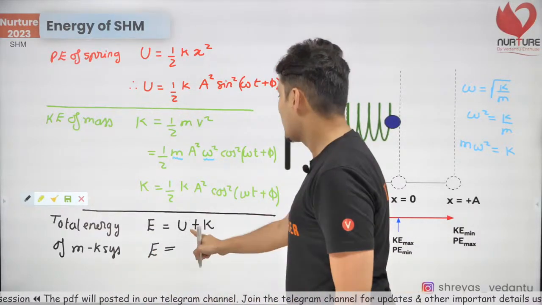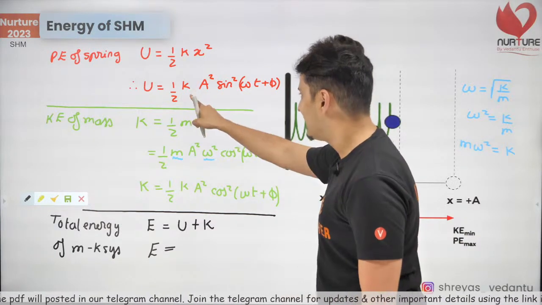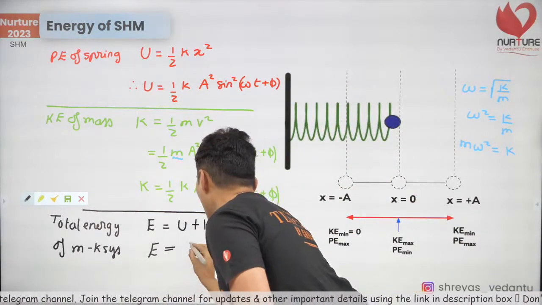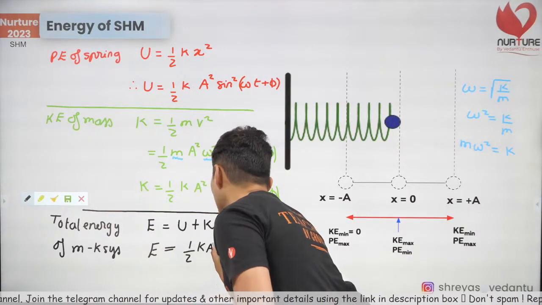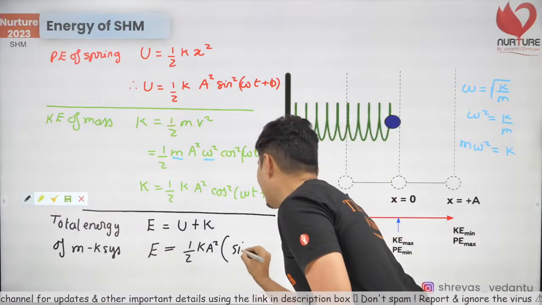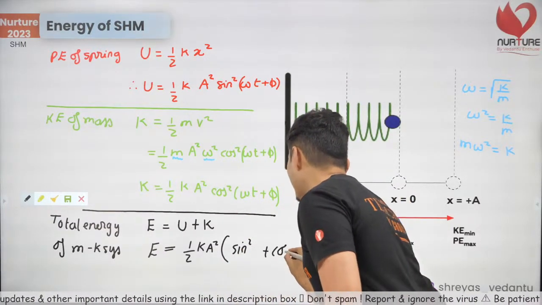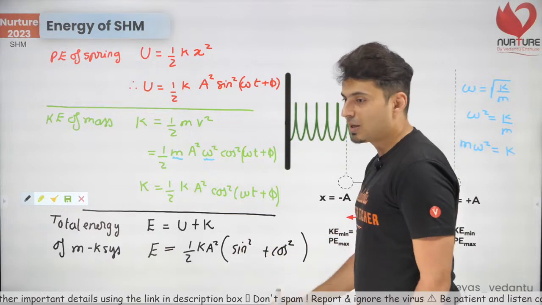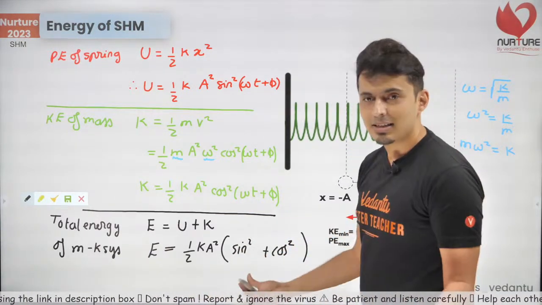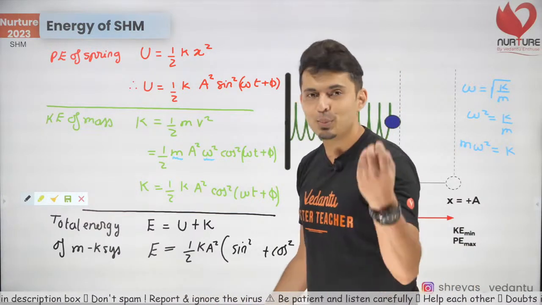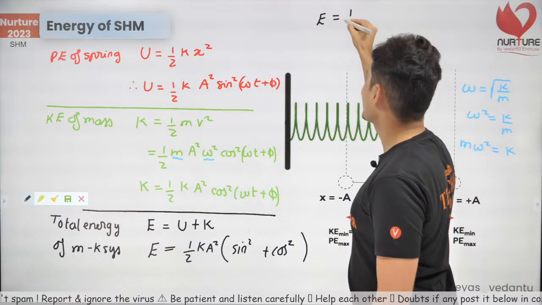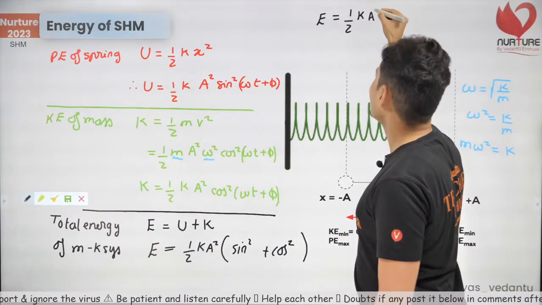E will become U plus K. Just add them. Half k A square is constant. In brackets you have sine square something plus cos square something. What is sine square plus cos square, my warriors? What's the value of sine square plus cos square? It's a trigonometrical identity. It's nothing but 1. So the total energy will just become half k A square.